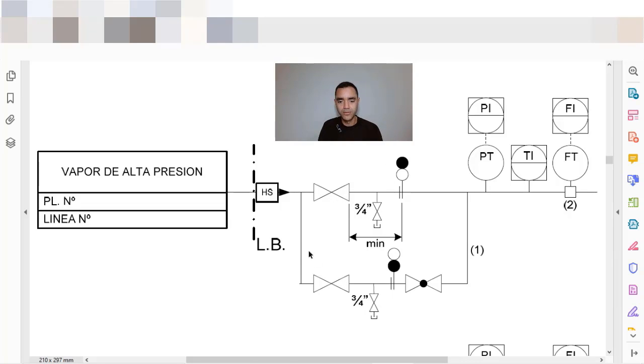You will open the bypass, and you will open the globe valve slowly to pressurize the system, because now we are talking about a stream that is at very high temperature in a system that is at ambient temperature. So you don't want to have any kind of temperature shock. So to avoid that, you will pressurize slowly.